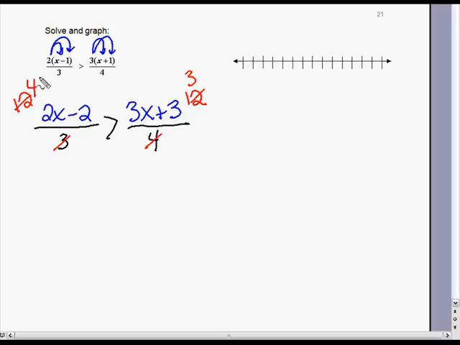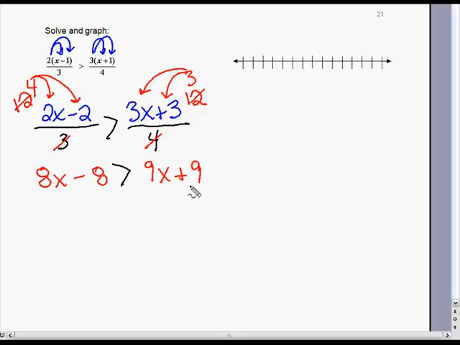And now we'll use the distributive property again and multiply the 4 to the 2x and the 4 to the negative 2, the 3 to the 3x, and the 3 to the positive 3. That will give us 8x minus 8 is greater than 9x plus 9. We have x on both sides of the inequality, so we need to bring those together. Let's add a negative 9x to both sides. That'll give us a negative x minus 8 is greater than 9.